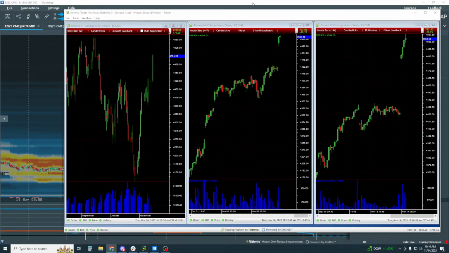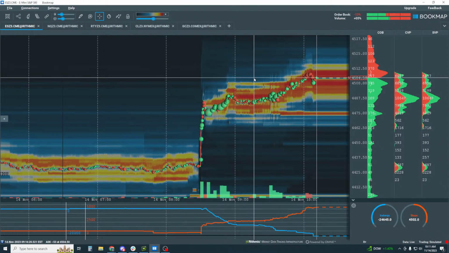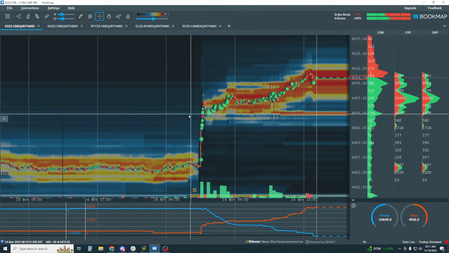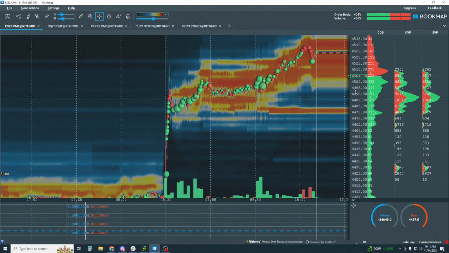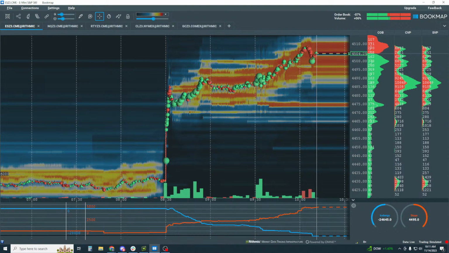All right, so let's take a look at Bookmap and the order flow in here and what's going on. We left off here talking about momentum and understanding momentum.